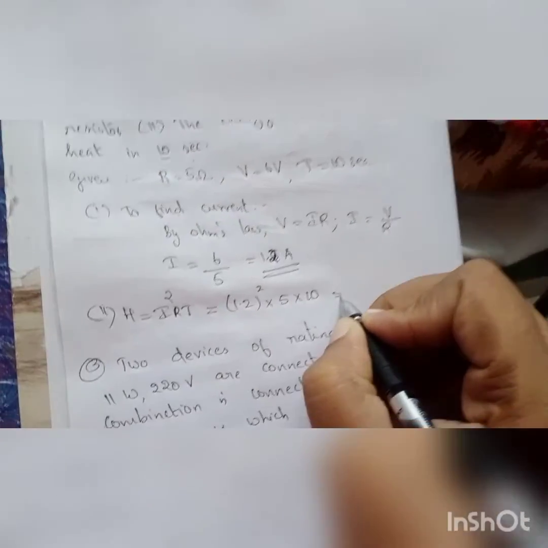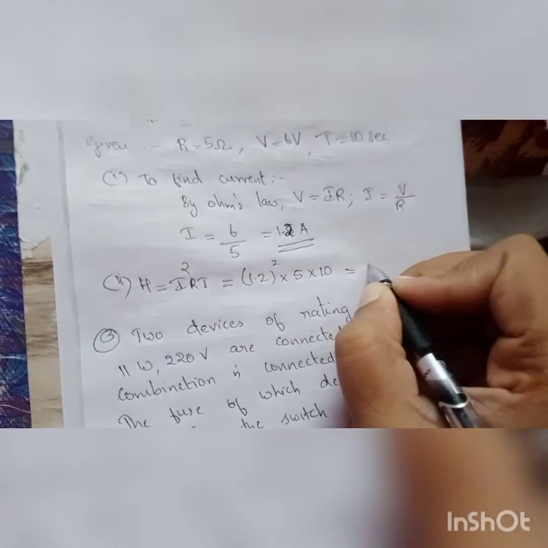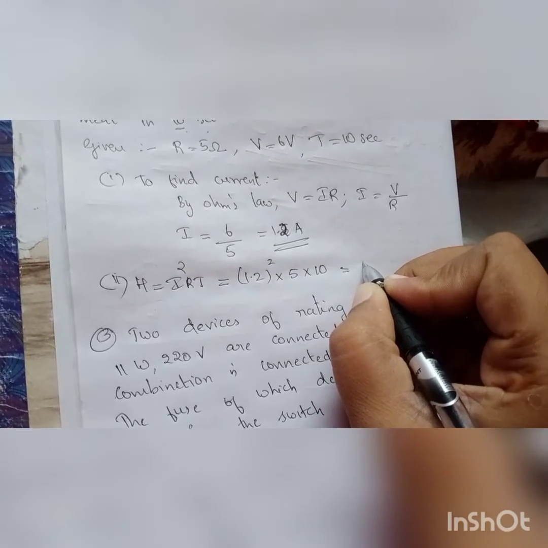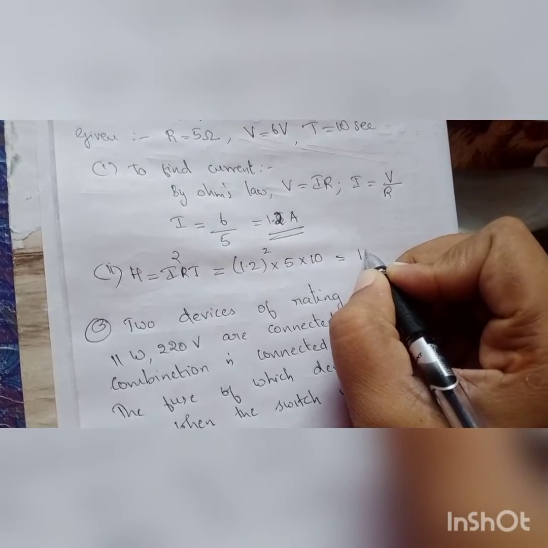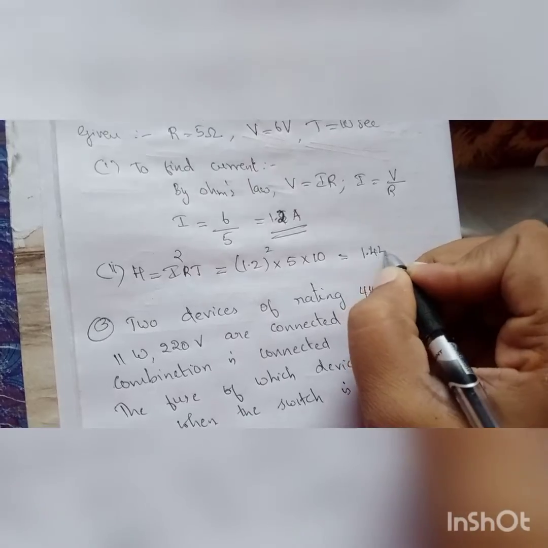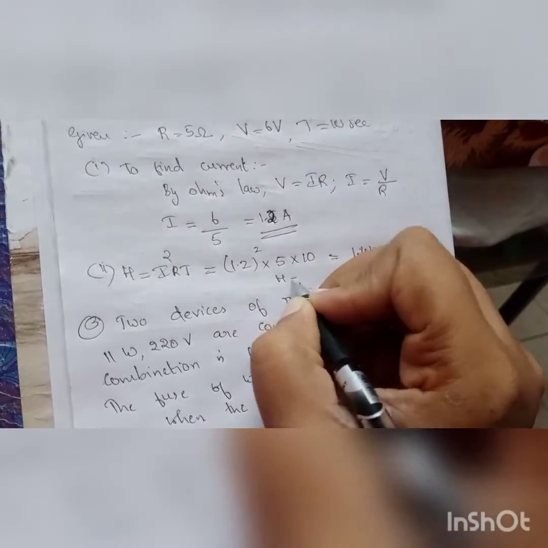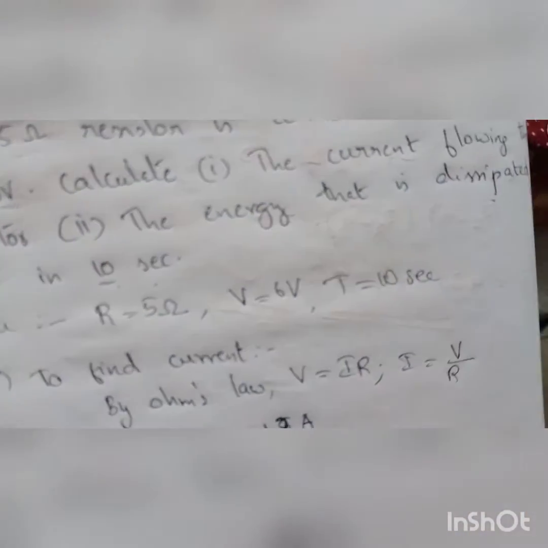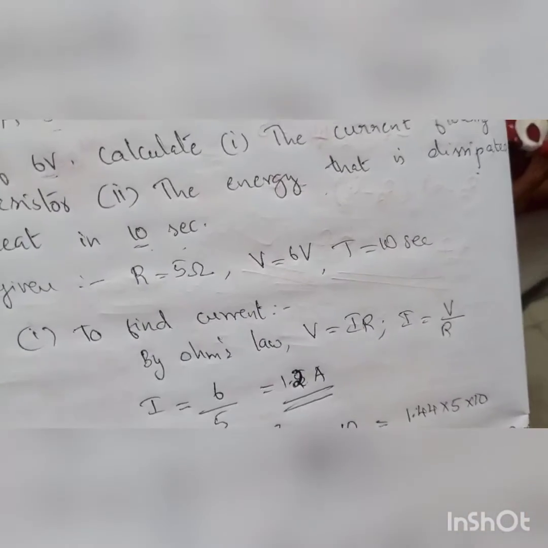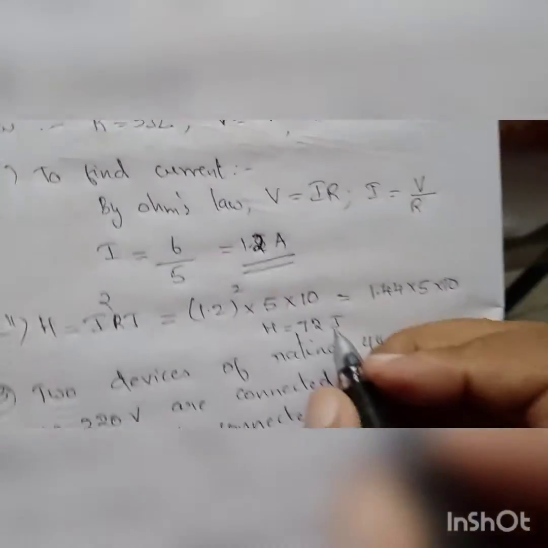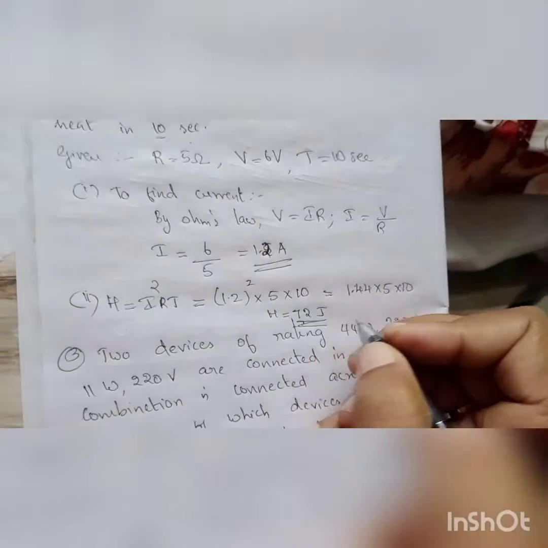So 1.2 the whole square is 12 squared, that is 144, so 1.44 into 5 into 10. So we'll get the value of heat energy H is equal to 72 joules. Sorry, H is equal to 72 joules.